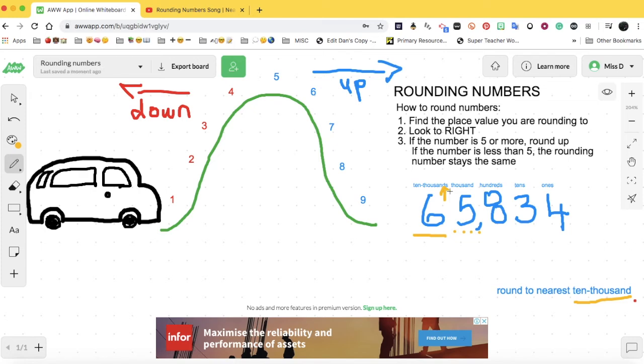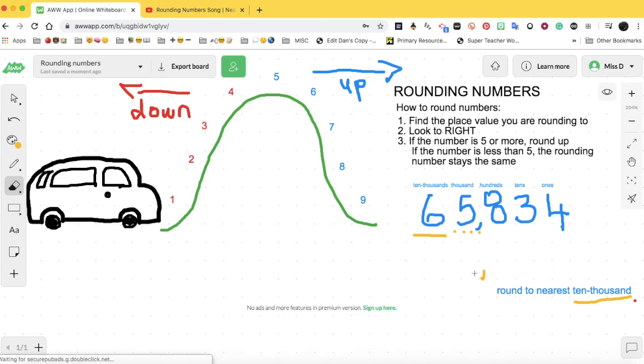We are rounding it up because with 5, if we're imagining our car stops here, our rule is that it would keep going, and if it keeps going and moves forward, we're going to go up. So that means that our 6 becomes 7. Every other number after that, after our rounding number, becomes a 0. So 65,834 rounded up becomes 70,000, and that's our answer. Nice and easy.